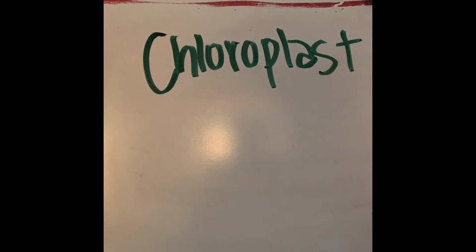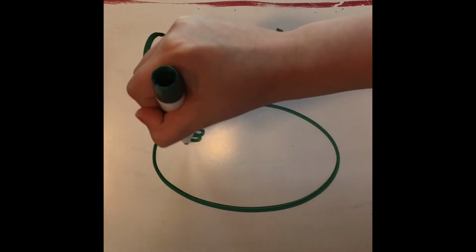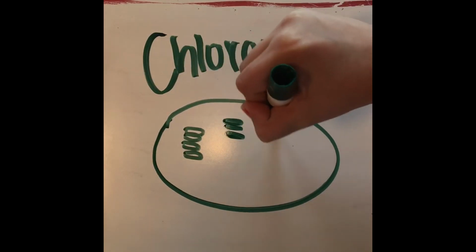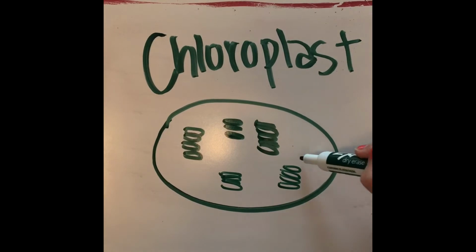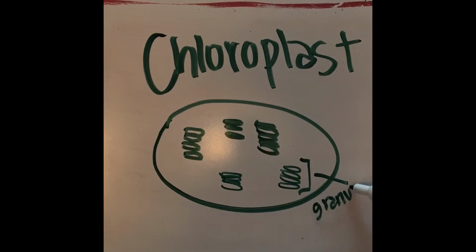Chloroplasts are photosynthetic organelles that convert solar energy to chemical energy. Inside, they contain thylakoids, granum, and stroma. Thylakoids are individual flattened sacs inside the chloroplast. Granum are stacks of thylakoids inside the chloroplasts.